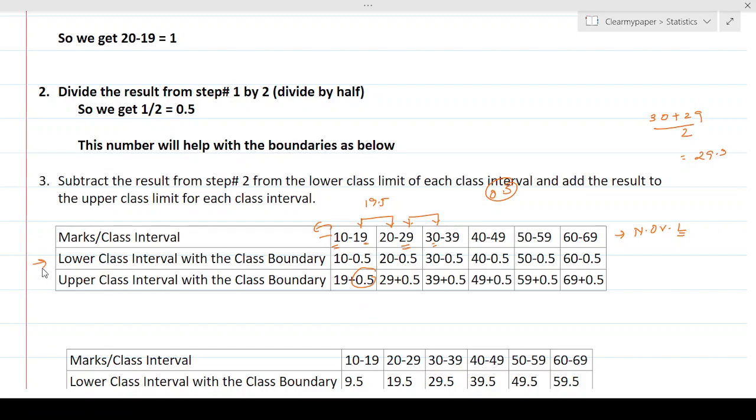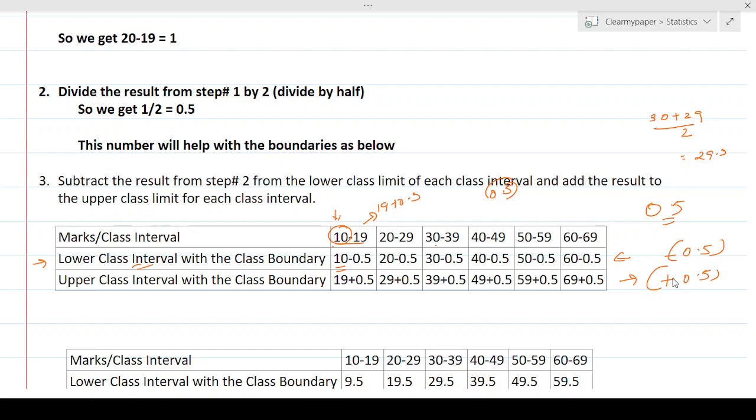So if it's a lower boundary, lower class, let me erase it. We know that 0.5 is my midpoint gap for every interval. So wherever I have the lower class interval, for example, between 10 and 19, 10 is the lower class interval. Whenever I have a lower class interval, I'll subtract 0.5. Whenever I have an upper class interval, 19, I will add 0.5. So in the lower class interval, you keep on subtracting 0.5, and in the upper class interval, you keep on adding 0.5.